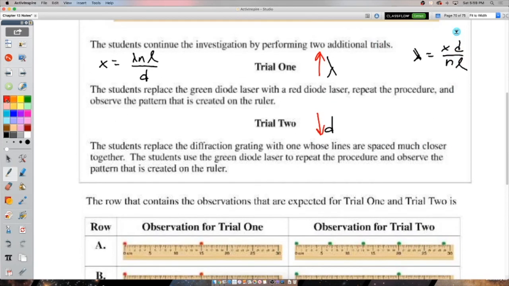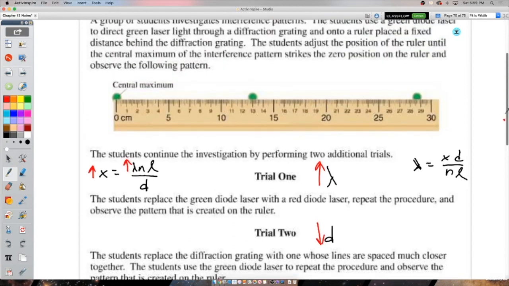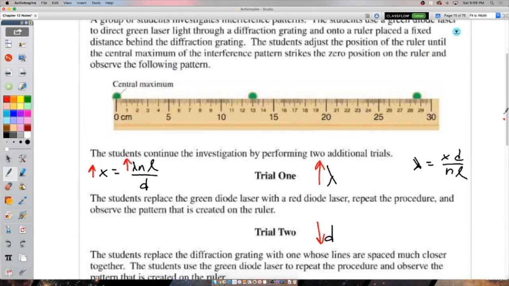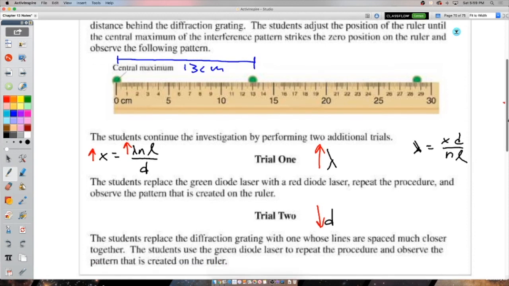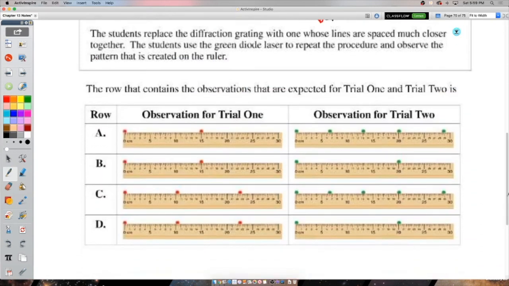Trial 1, like we said, they made lambda bigger, a bigger number in the numerator, bigger x. So they should be more spread out for trial 1, okay? So we're going to compare to here. In trial 1, we saw that x, at least to the first one, looks like 13 centimeters. So we want to see the distance from the central maximum to the first antinode be bigger than 13 centimeters. Okay, so 15, yep, that'll do it. A and B look good to me. C and D look no good to me.